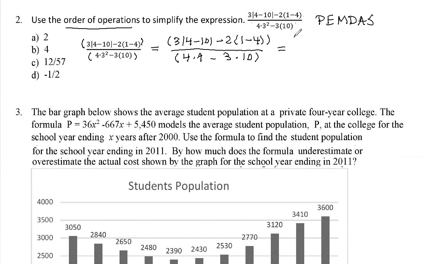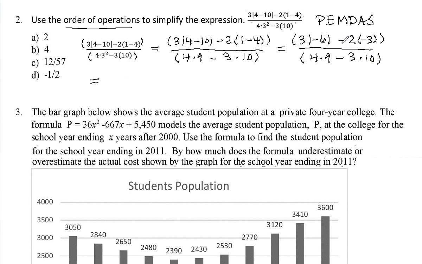So this will be, on the top, 3, and then the absolute value of 4 minus 10, that's going to be the absolute value of negative 6, minus 2, and 1 minus 4 is going to be negative 3, so 2 times negative 3. Okay, so those inner parentheses are done. And now let's do multiplication, division, left to right, inside the top and inside the bottom.